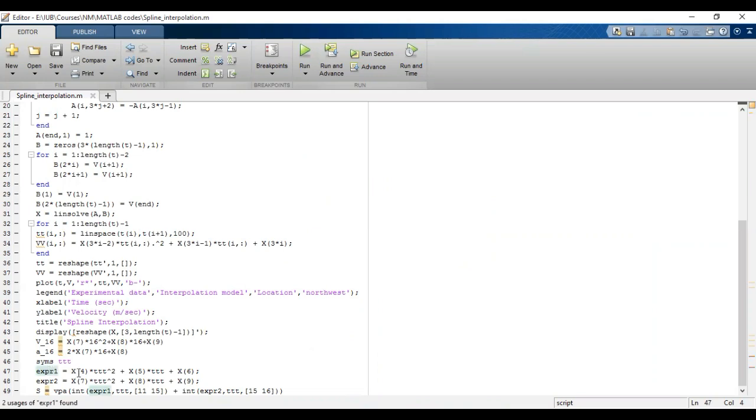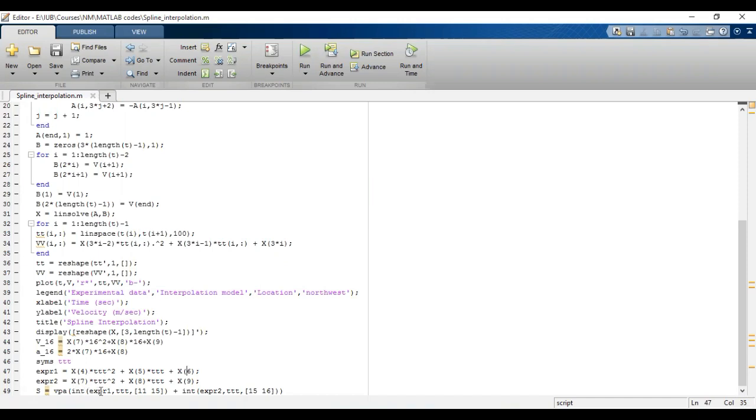So this is the first expression, and in this expression we have to use the second spline, and the second spline has A2, B2, C2. So A2 is X4, B2 is X5 and C2 is X6. Similarly, this is A3, B3 and C3, and it is given by X7, X8 and X9. So this is how I have built two expressions which are actually integrated.